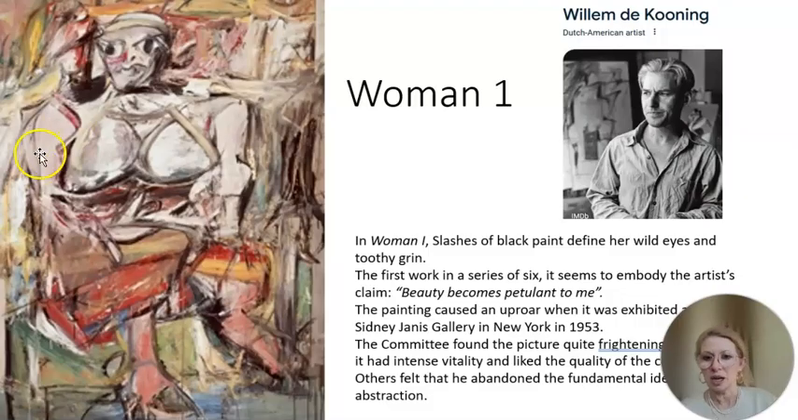This is the de Kooning. It's called Woman One. You can see that slashes of black paint define her wild eyes up here and toothy grin. There's her teeth. The first work in a series of 6, it seems to embody the artist's claim, "beauty becomes petulant to me." The painting caused an uproar when it was exhibited at the Sidney Janis Gallery in New York in 1953. The committee found the picture quite frightening. Did anybody scream when they saw it? Just asking. But they felt that it had intense vitality and liked the quality of the color. Others felt that he abandoned the fundamental ideas of abstraction. What do you think? What's your opinion?